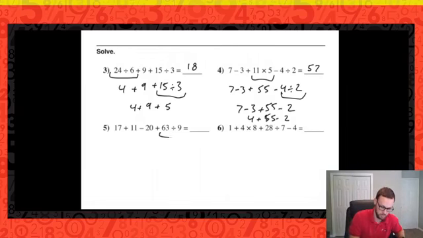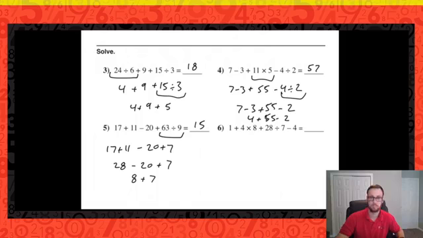All right, number 5. Division first. 63 divided by 9. Yep, it's 7, so we can fill in the rest of our problem now. And we can work from left to right. 17 plus 11 is 28. 28 minus 20 leaves us with 8 plus 7 is 15. Well done. All right. Nice job indeed.